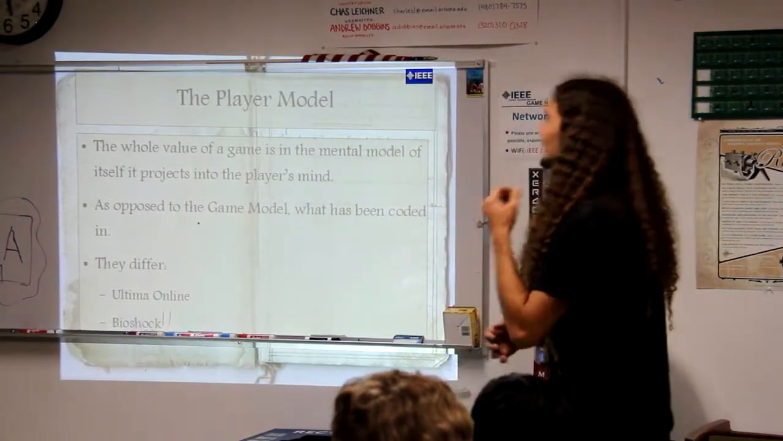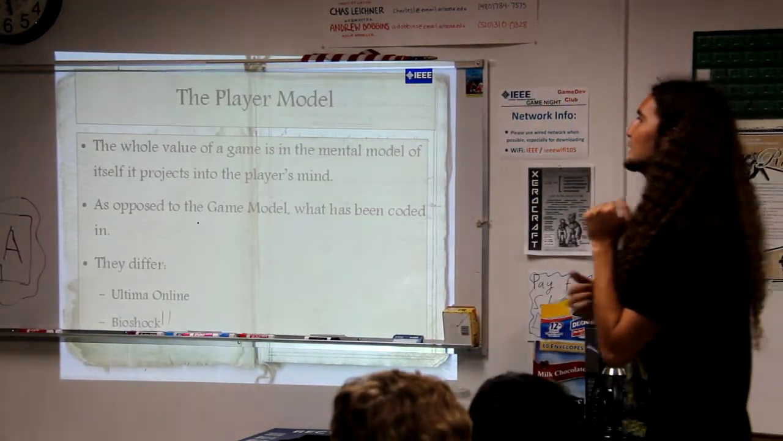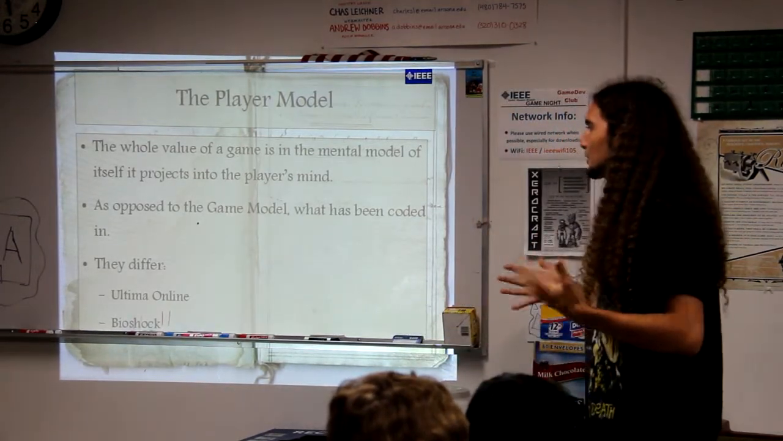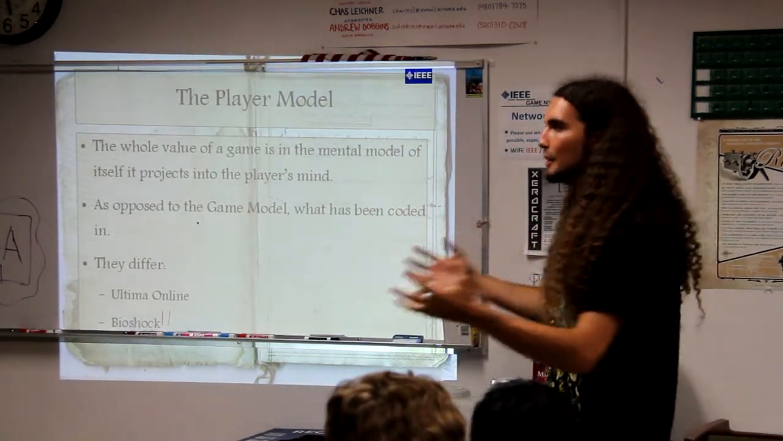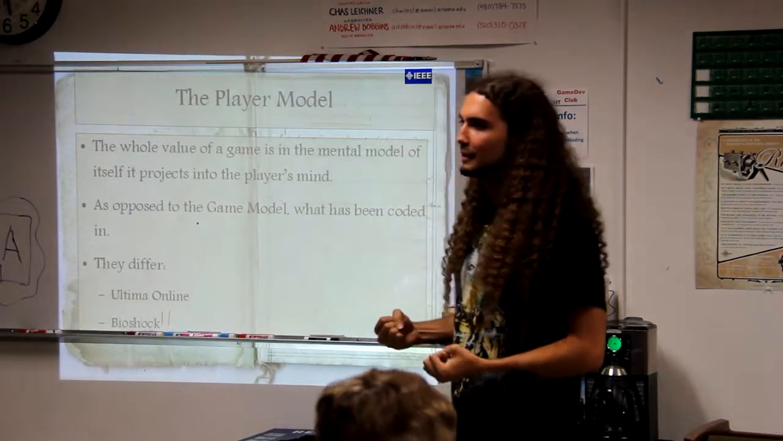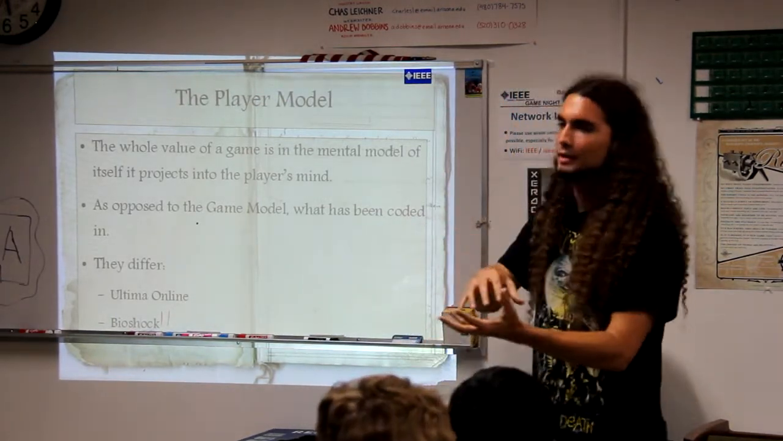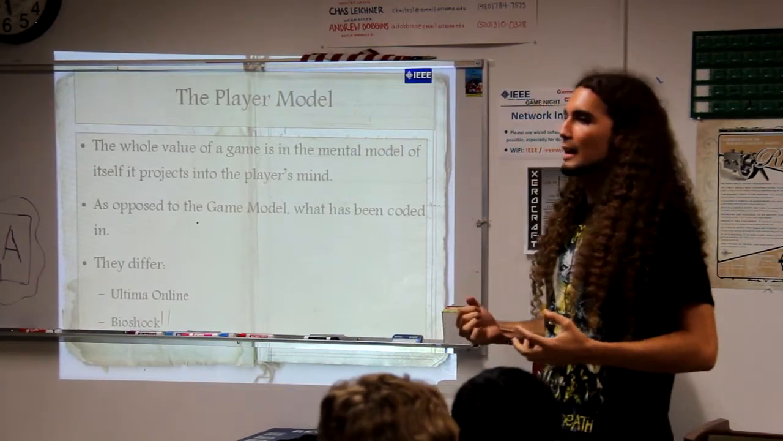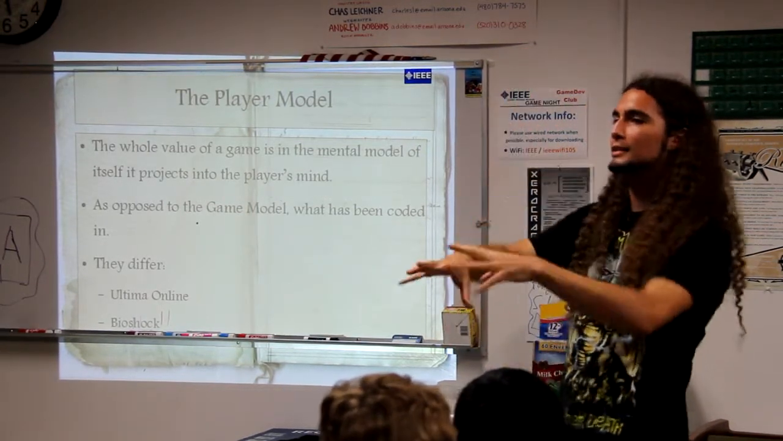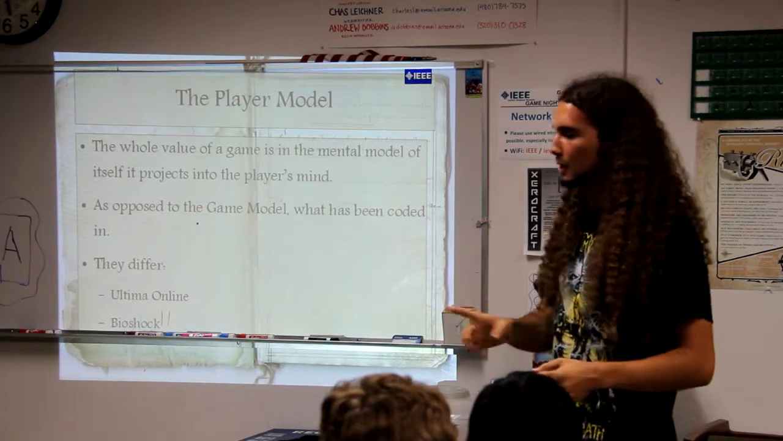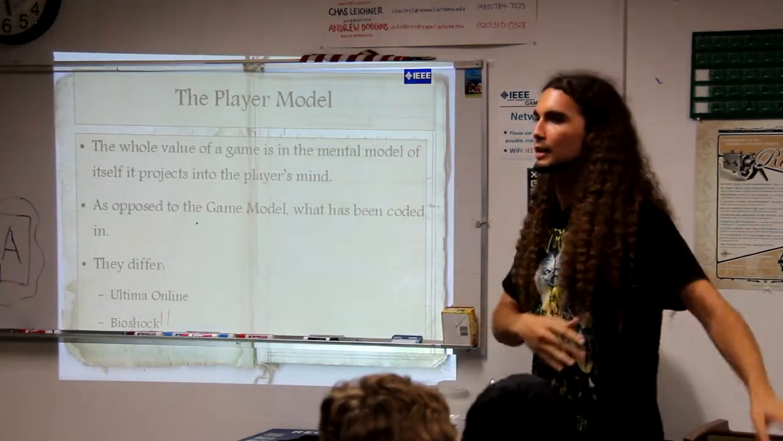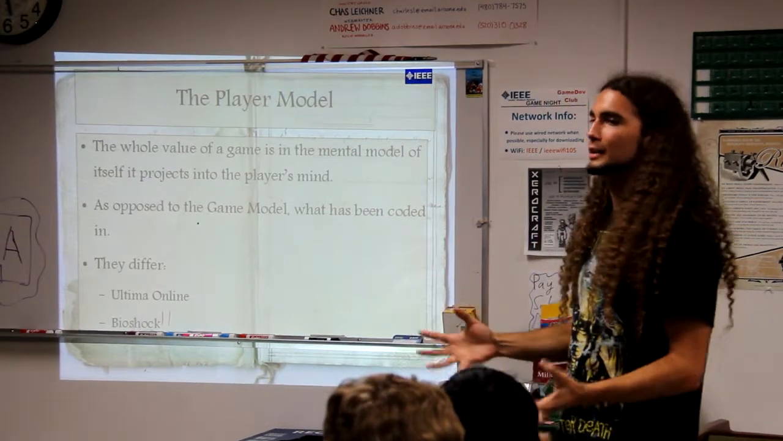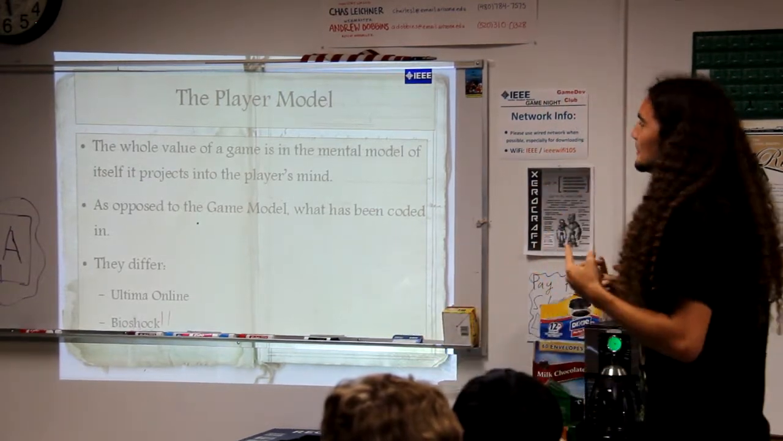And so you can actually apply a lot of this to simulations that you can apply to other games, which is the player model. The entire value of a game or a simulation is in the thing that the player gets out of it. The game model is what you put into the game, and the player model is what they experience. So if you put this crazy complicated system into the game and they just walk left instead of right and completely ignore it, then what was the point of that? They didn't get that out of it, so it didn't get injected into the player model.